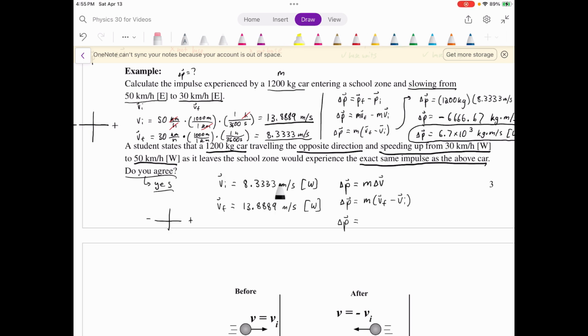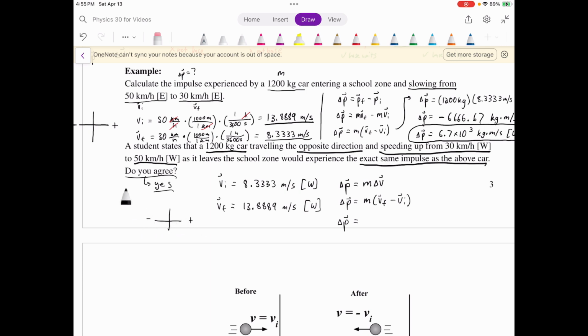So I've set it up here, right? 30 kilometers per hour to the west is its initial velocity. We know that 30 kilometers per hour is 8.333 meters per second, okay? Only difference here now is VI is 30 and it's to the west. V final is 50 kilometers per hour to the west. Now, I'm going to stick with my same direction convention. I'm going to call east positive and west negative.